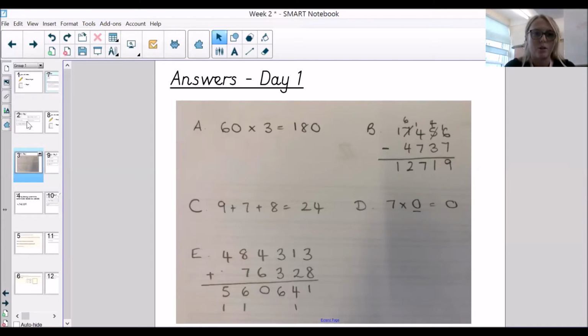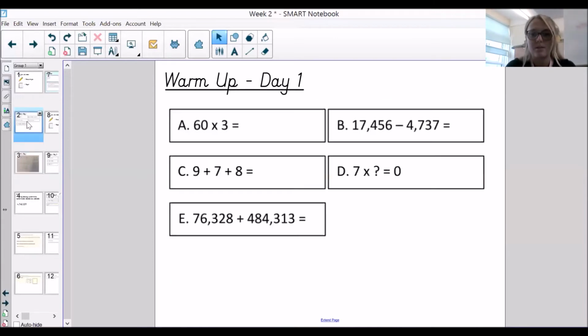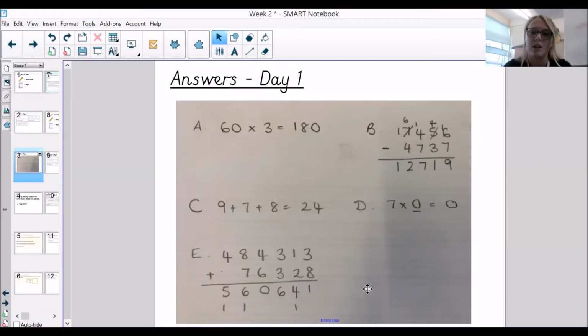Question B, so our question was 17,456 minus 4,737. I've chosen to use the column subtraction method. When I wrote my calculation down, I made sure that because I had a 5-digit number and a 4-digit number, I lined up the place value columns correctly. So the ones had to be in line with each other, which left that 10,000 digit. There's a 10,000 digit in this number, but not in this number.